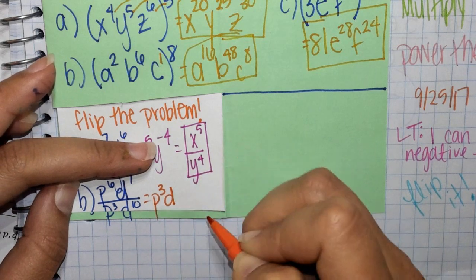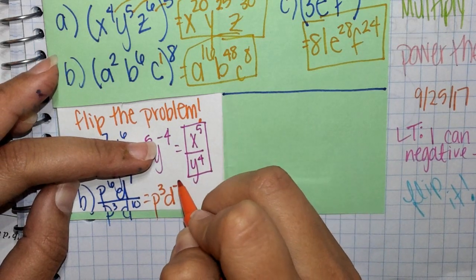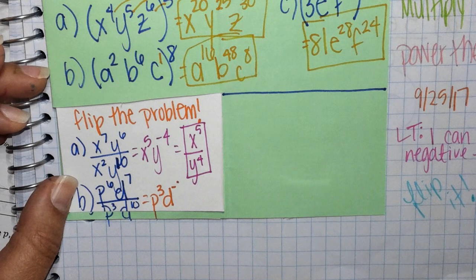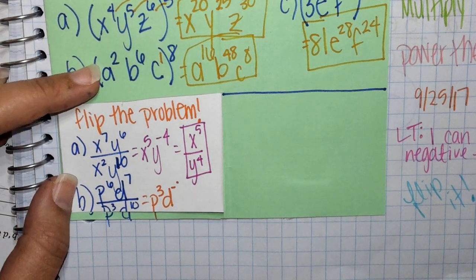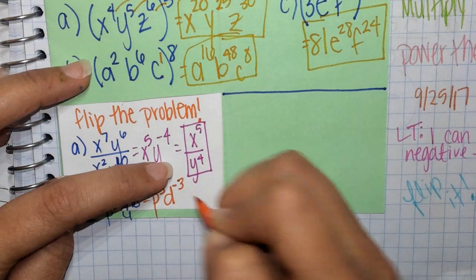All right, and what is D going to be? It's going to be negative 3. Say it right. Negative 3.